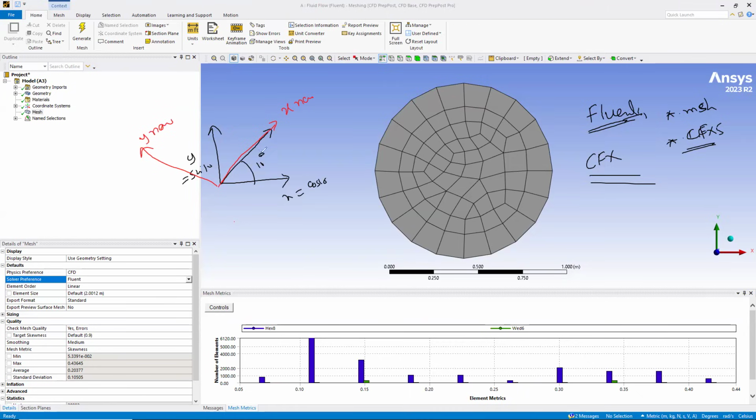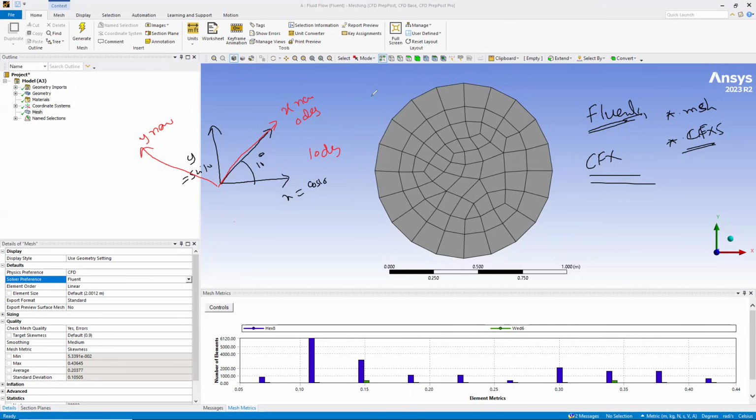Okay. So now if I give 0 degrees in the new coordinate system, this will be equal to 10 degrees in the original system. So I have to create a new coordinate system that will be rotated by 10 degrees. This is the second way to give the angle of attack in CFX.